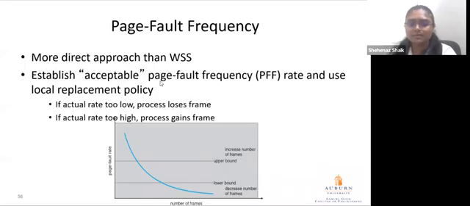Hence, we have another approach based on the page fault frequency to identify if we have a sufficient number of pages allocated to a particular process. Okay? So with this particular approach, what we can do is we increase the number of frames to a particular process and see how its page fault rate changes. Okay?